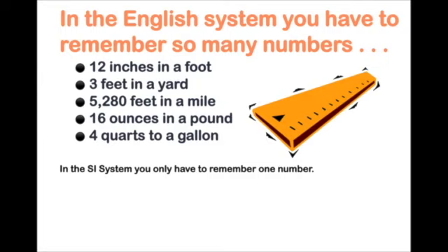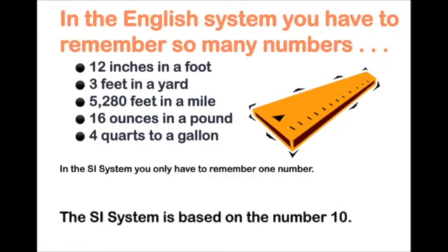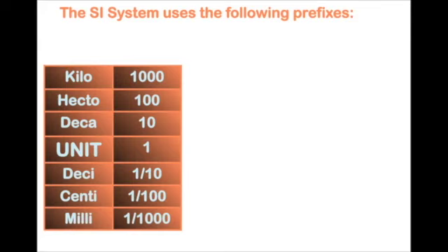But in the SI system or the metric system, you only have to remember one number. That is 10. That is all you have to know. You don't even have to do any crazy math to change feet to a mile in the metric system. You just have to know about the number 10. So the SI system or the metric system uses the following prefixes: kilo, hecto, deca, unit, also known as base, deci, centi, and milli. And you notice the only thing that changes with these prefixes is the number of zeros there are.